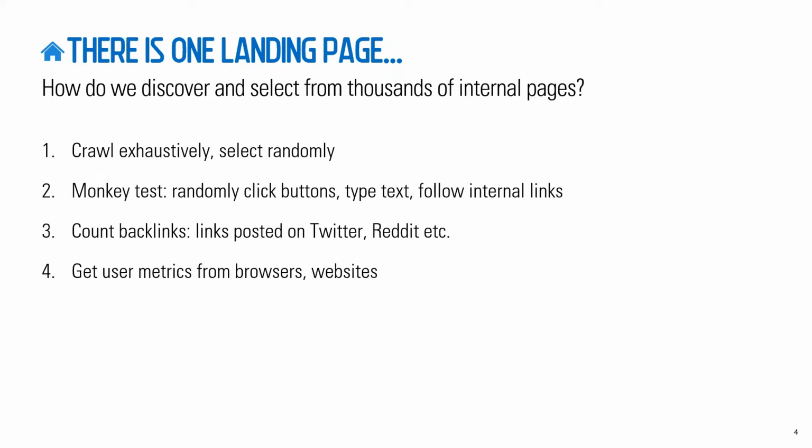The fourth method could be to get user metrics directly from websites or browsers that collect them, and discover internal pages based on those. The fifth method could be to go to search engines and search for websites. That will give you internal pages for those websites.